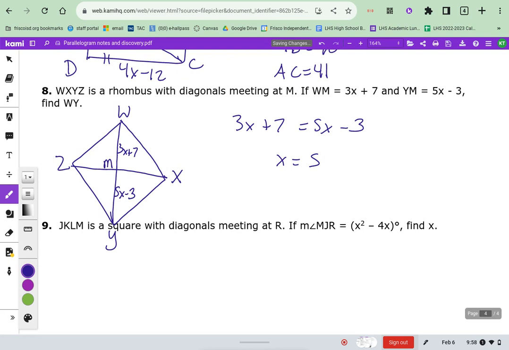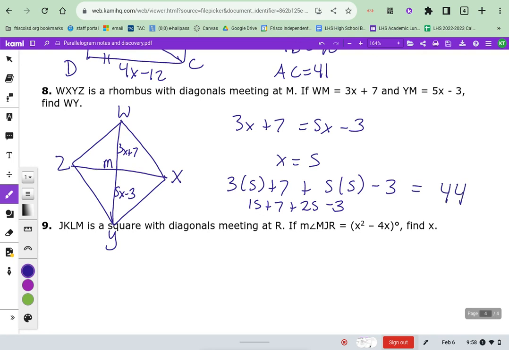So if we're going to find WY, you can just plug 5 back in and get 3 times 5 plus 7, which is also 5 times 5 minus 3. Let's see. So I got 44 for WY.